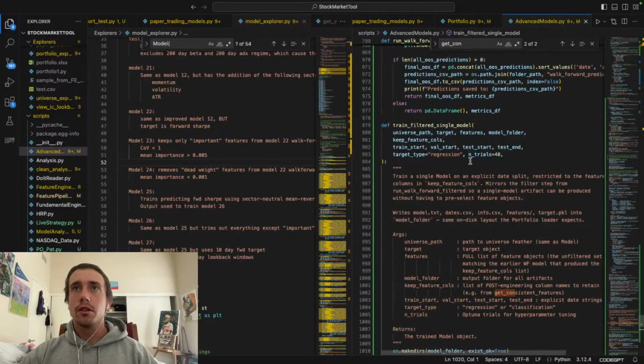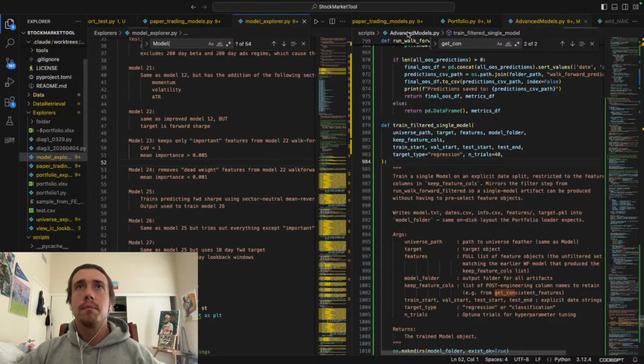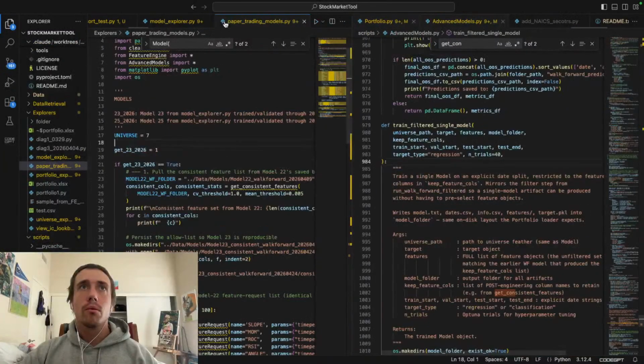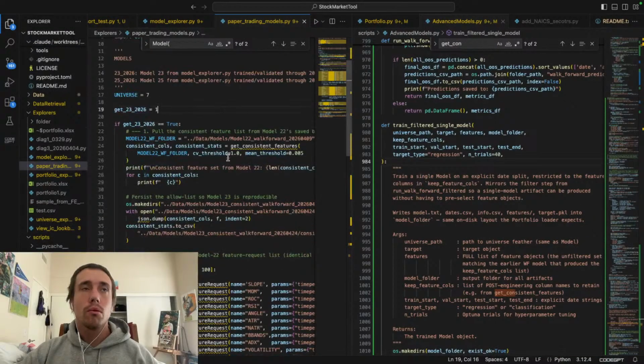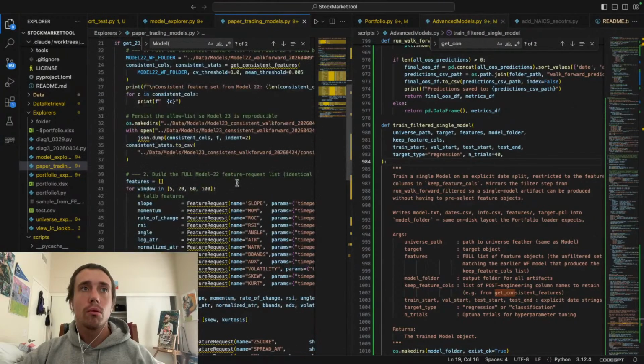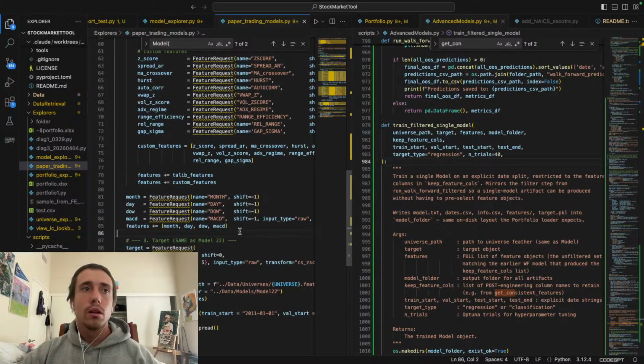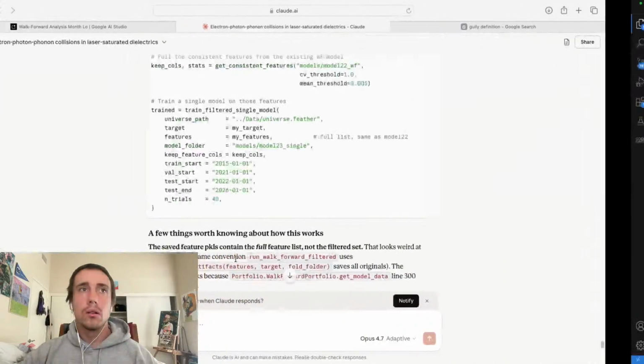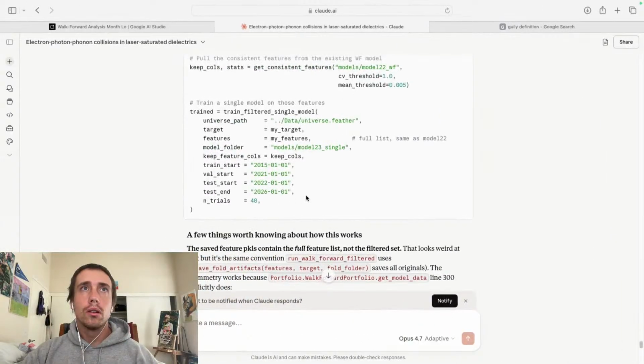Train filtered single model. Universe path, target, features, model folder, keep feature columns. Okay, that's pretty easy then. Keep calls, stats.